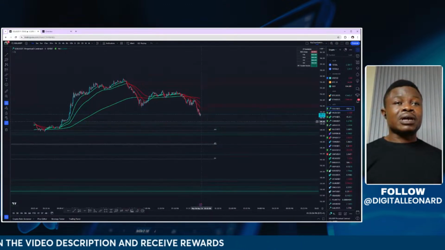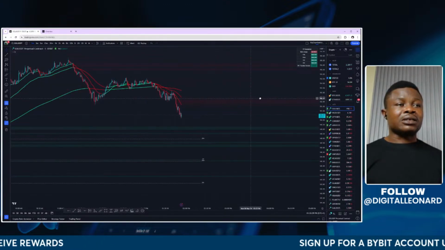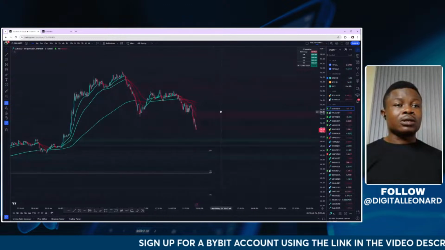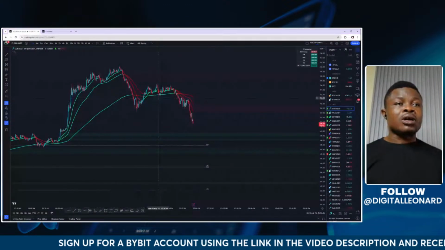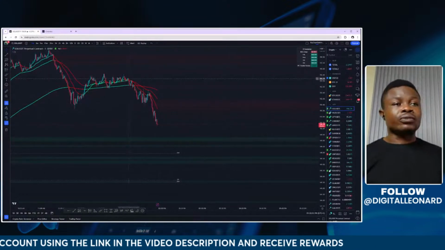Okay, so look at this. This is playing out, guys. I think if we take a short trade on Solana, it should work. So basically, this is what I'm looking at, but I'll just give this thing time to play out.